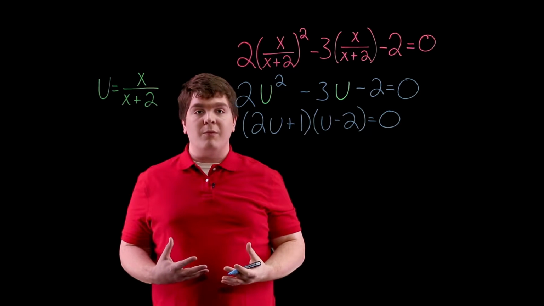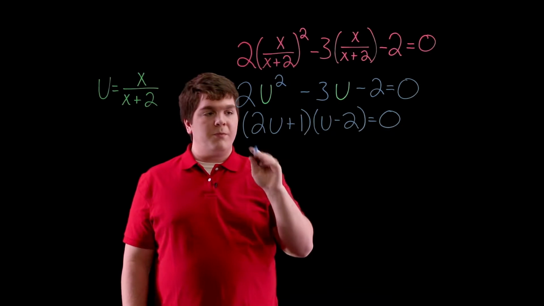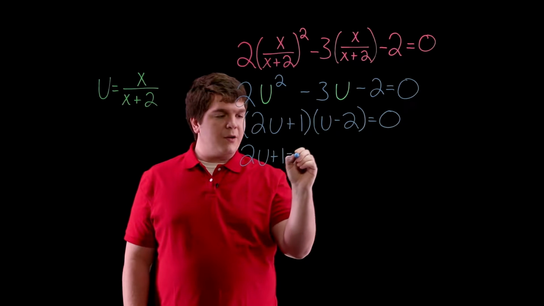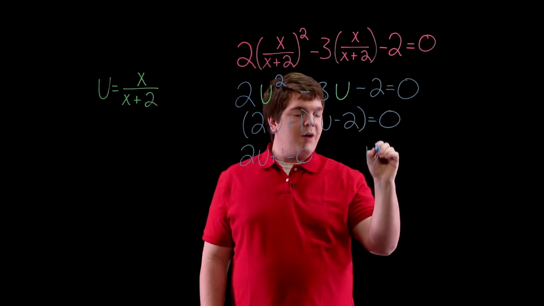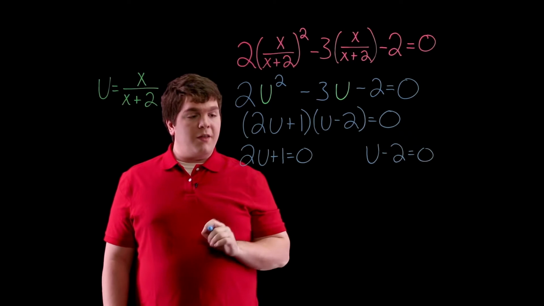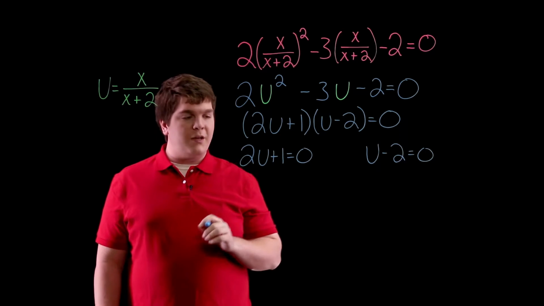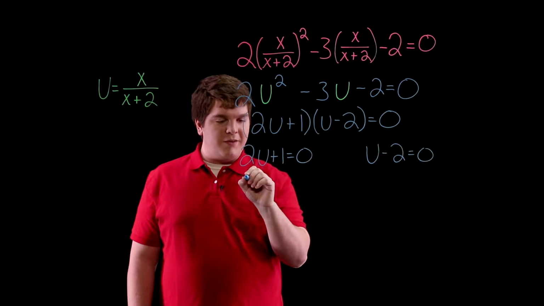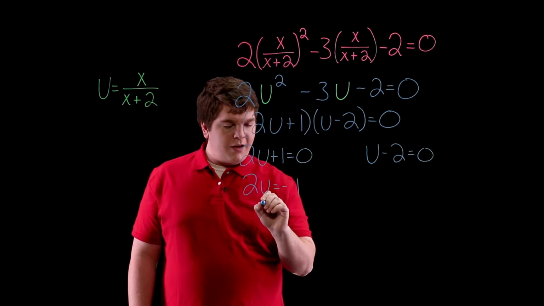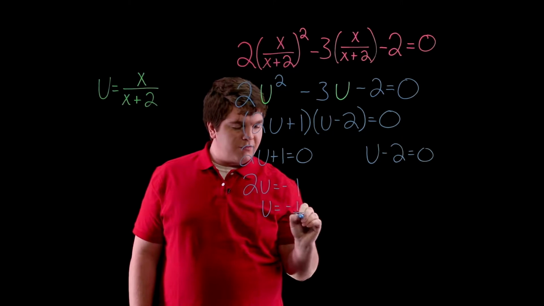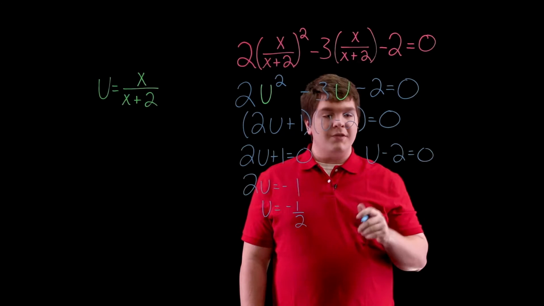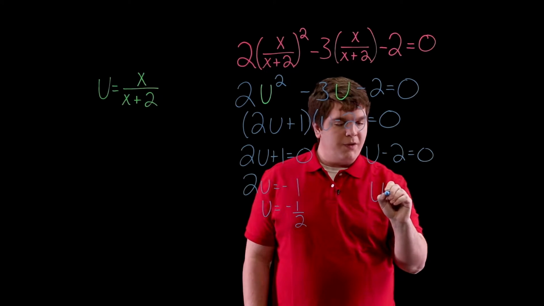So now we'll use the zero factor property to solve our equation in terms of u. This leaves us with 2u plus 1 equals 0, and u minus 2 equals 0. On the left-hand side, we'll solve 2u plus 1 equals 0 by subtracting 1 from each side, leaving us with 2u is equal to negative 1, and u is equal to negative 1/2. And solving u minus 2 equals 0, we can add 2 to both sides, leaving us with u equals 2.